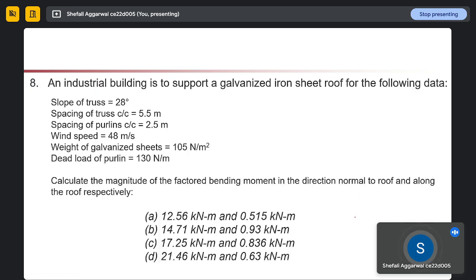So the next question is a design question. We are given an industrial building to support a galvanized iron sheet roof with the following data. Slope of truss is 28 degrees. Spacing of truss center to center is 5.5 meter. Spacing of purlin center to center is 2.5 meter. Wind speed is 48 meter per second. Weight of galvanized sheet is 105 Newton per meter square, and dead load of purlin is 130 Newton per meter. What is asked is to calculate the magnitude of the factored bending moment in the direction normal to the roof and along the roof respectively.